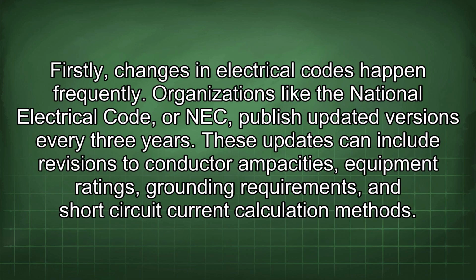Firstly, changes in electrical codes happen frequently. Organizations like the National Electrical Code, or NEC, publish updated versions every 3 years. These updates can include revisions to conductor ampacities, equipment ratings, grounding requirements, and short-circuit current calculation methods.